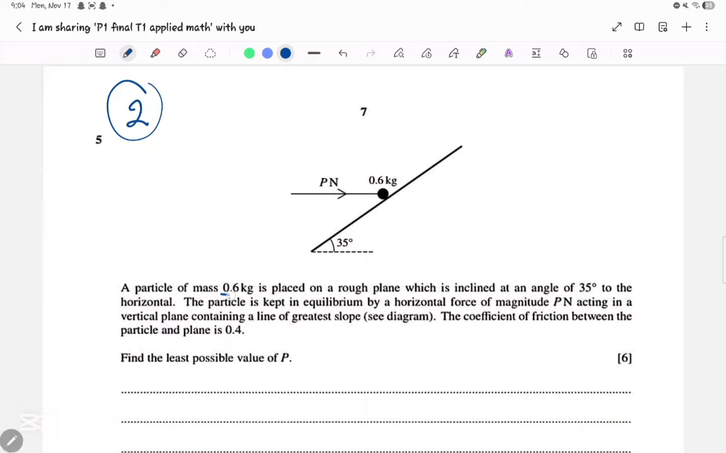A particle of mass 0.6 kg is placed on a rough plane, which is inclined at an angle of 35 degrees to the horizontal. The particle is kept in equilibrium by a horizontal force of magnitude P newtons, acting in a vertical plane containing a line of greatest slope. The coefficient of friction between the particle and the plane is 0.4. Find the least possible value of P.